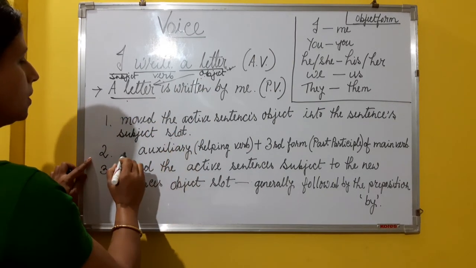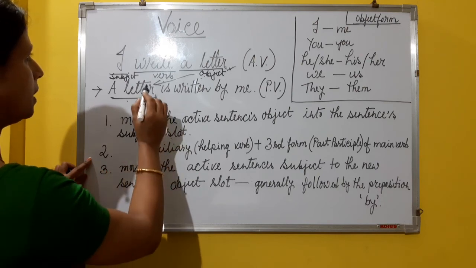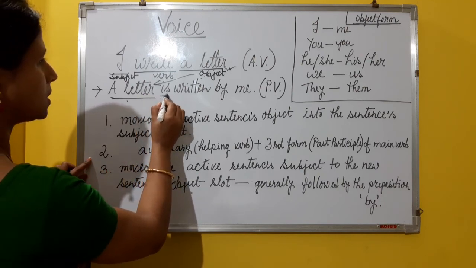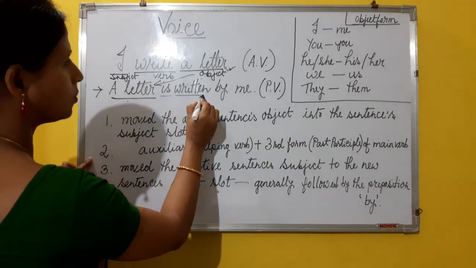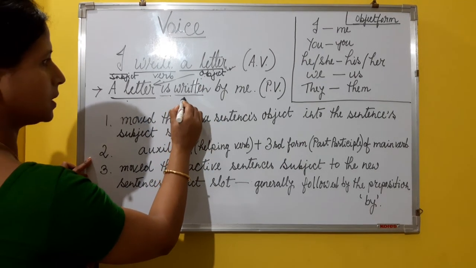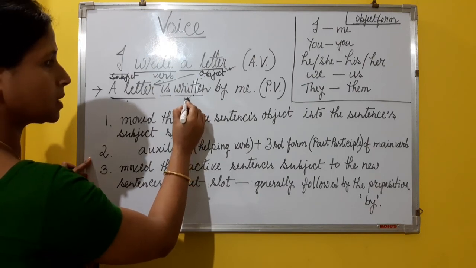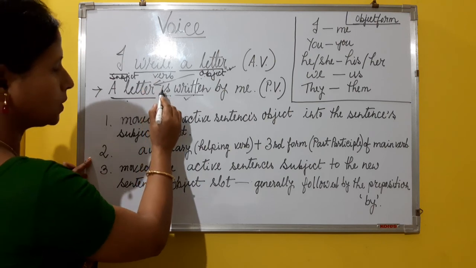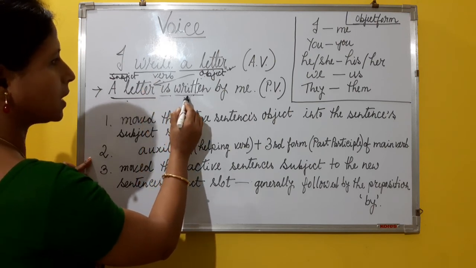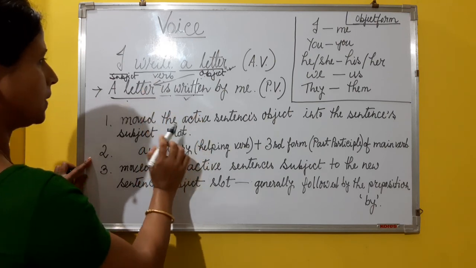Then next, what did we do? We use one auxiliary. We have used one auxiliary here with the third form of the main verb. This is the third form or the past participle form of the main verb. Write is the verb. Write, wrote, written. Written is the third form of the verb.